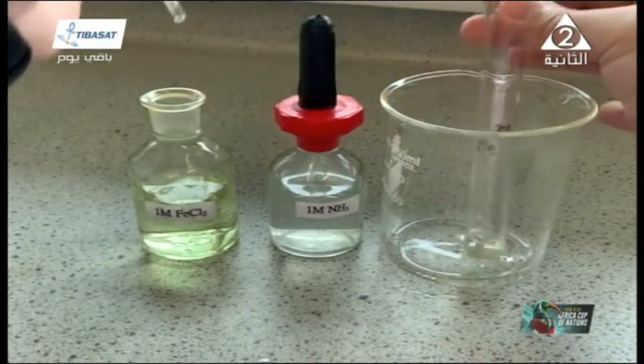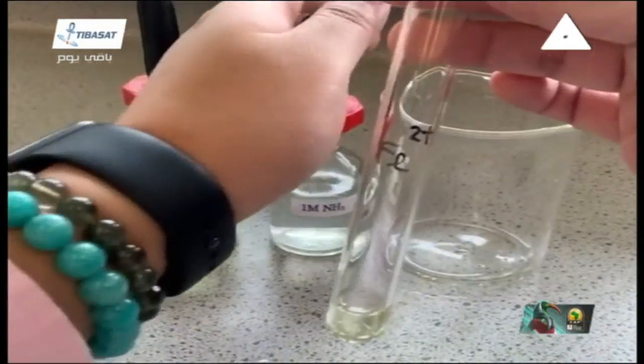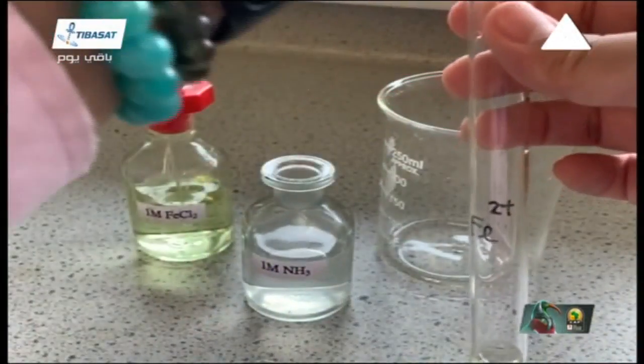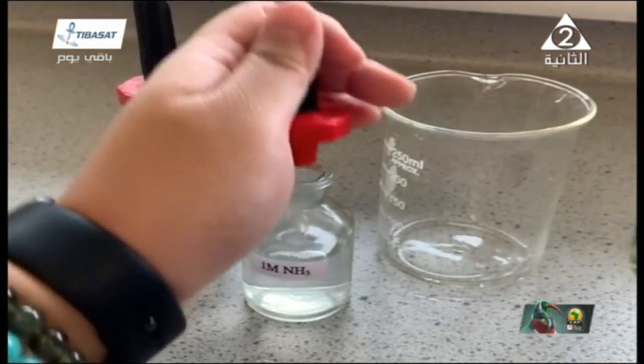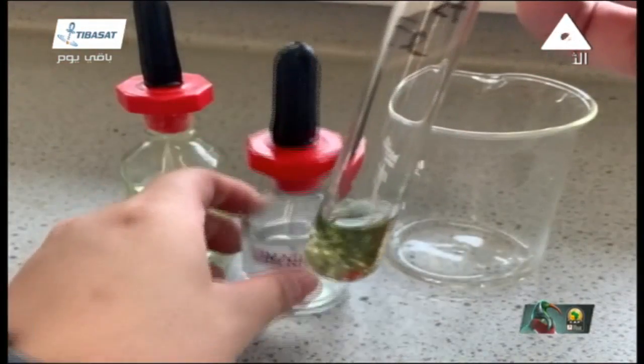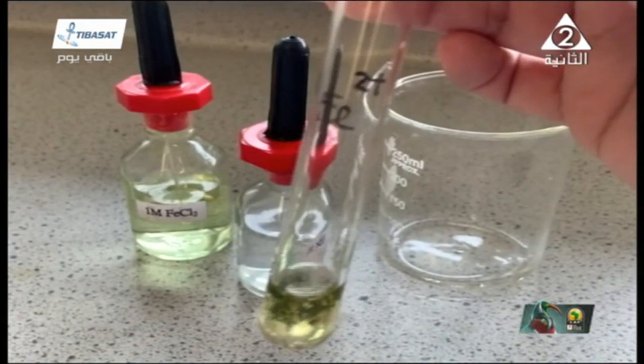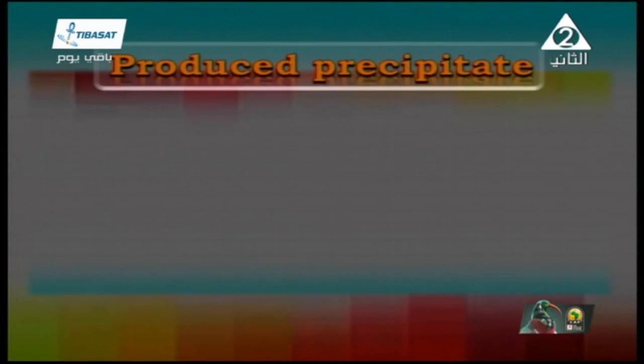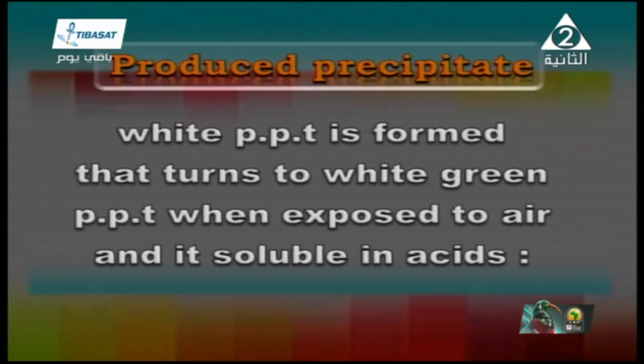Here, my dear student, we use a solution of iron 2 as iron 2 chloride, and we are going to put some of it in a test tube, and we are going to bring ammonia solution, ammonia dissolved in water. It gives a white green precipitate as shown on the screen due to formation of iron 2 hydroxide. So, my dear student, the produced precipitate is formed first as a white precipitate, but turns white green when exposed to air, and it's soluble in acids.